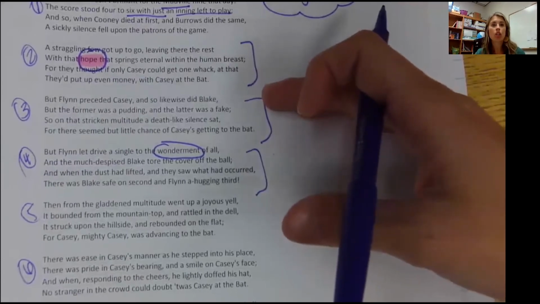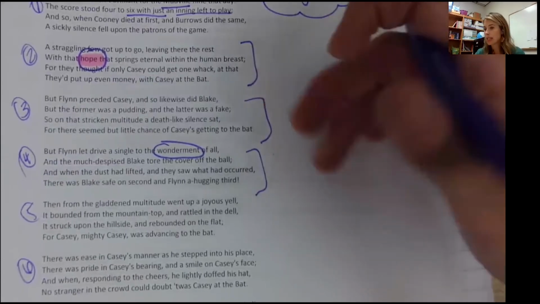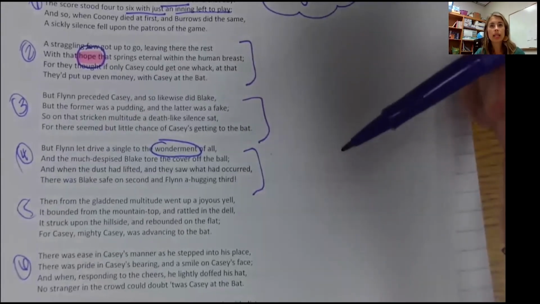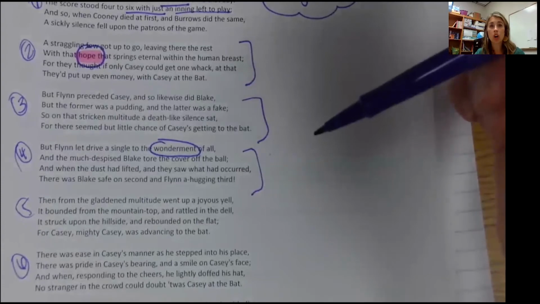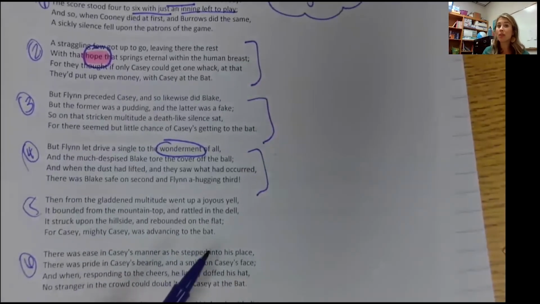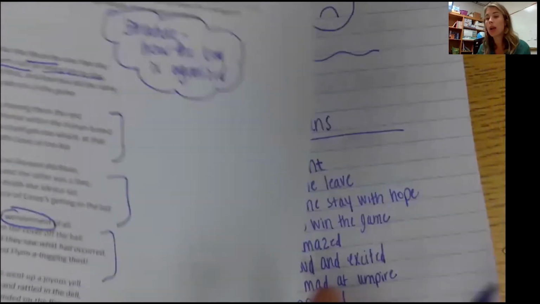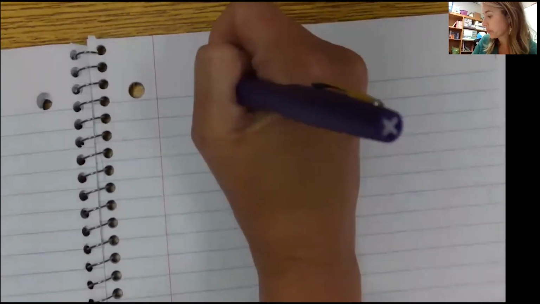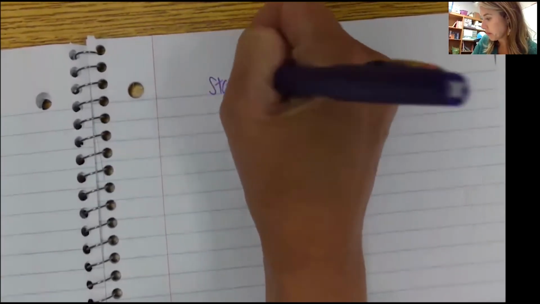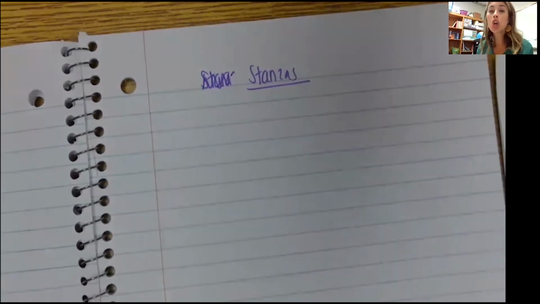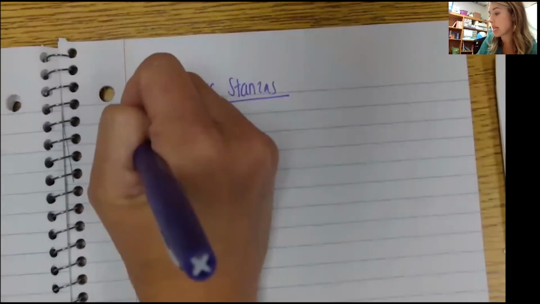How can we get started charting it out? I see that there's 52 lines here, and they're grouped into stanzas. I'm going to count how many stanzas there are, but I already know that because I've already numbered them, and there are 13 stanzas in Casey at the Bat. So I'm going to get a fresh piece of paper, and I'm going to number it 1 through 13. Please do so with me. Stanzas. You're going to number your paper 1 through 13.